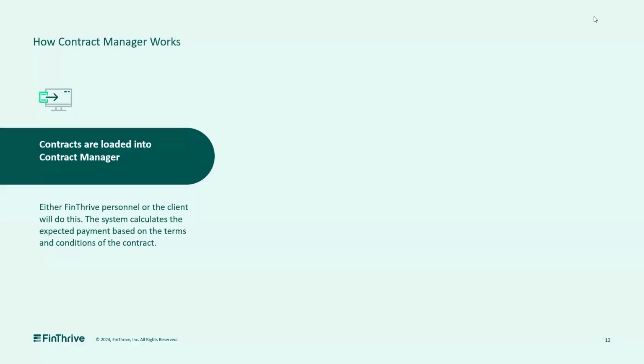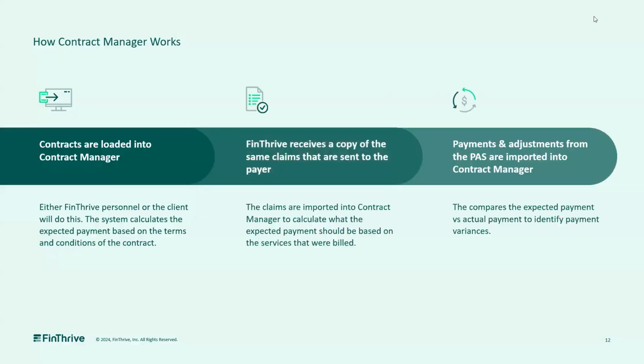So as I build this out, and I think this is very important, how does Contract Manager work? First of all, I'm going to start from the right. We're going to bring in all your payments and adjustments from the patient accounting system into Contract Manager, so all the data is coming in every day. We also bring claims from your claim scrubber, so the 837s, 835s, or the 1500s, payments and adjustments into Contract Manager.